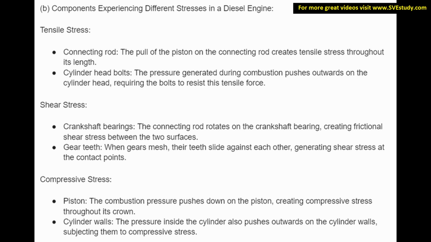Compressive stress. Piston. The combustion pressure pushes down on the piston, creating compressive stress throughout its crown. Cylinder walls. The pressure inside the cylinder also pushes outward on the cylinder walls, subjecting them to compressive stress.